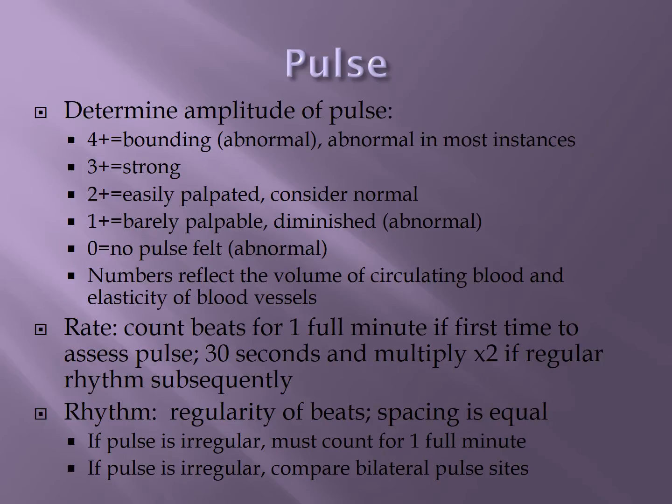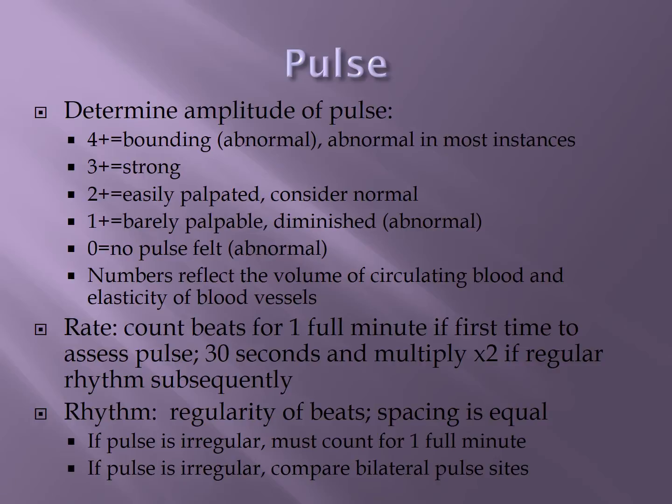As I mentioned, the strength is known as the amplitude of the pulse. So the scale that is given to you in ATI is 4 plus is a bounding pulse. This is considered abnormal in most instances. One of the things that we have already talked about is there are things that we need to assess, information we need to gather prior to assessing vital signs.